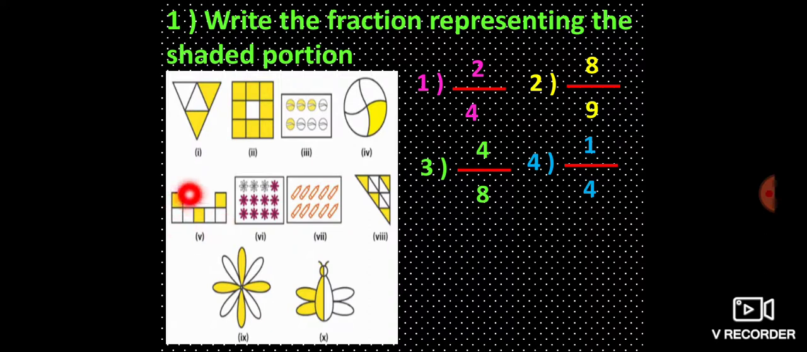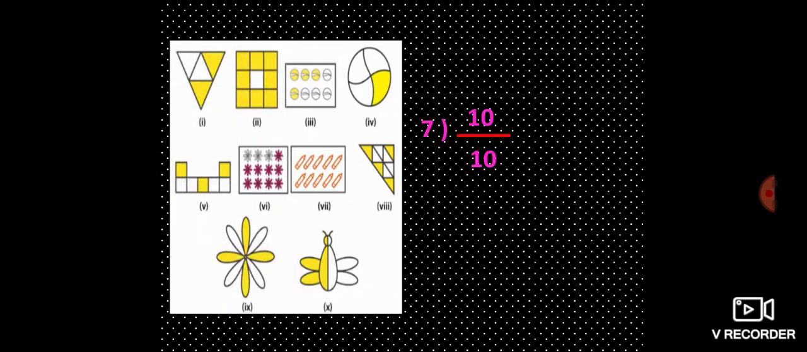Then fifth question. 3 parts are shaded and the total parts are 7. So, the fraction is 3 by 7. Next, sixth one. Only 3 flowers are shaded. Total 12 flowers are there. Then the fraction of the shaded portion is 3 by 12. Next is the seventh question.